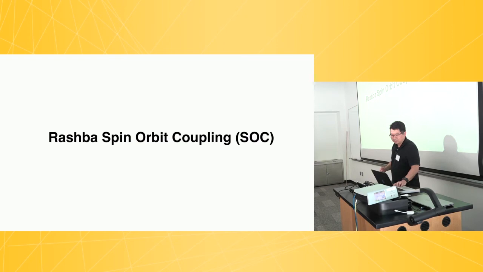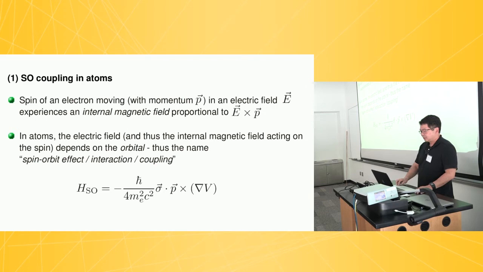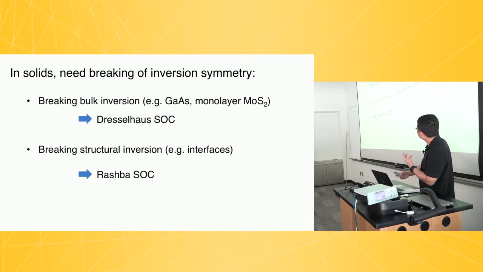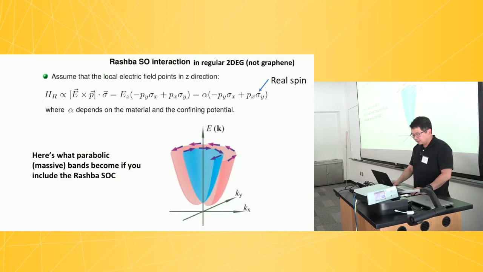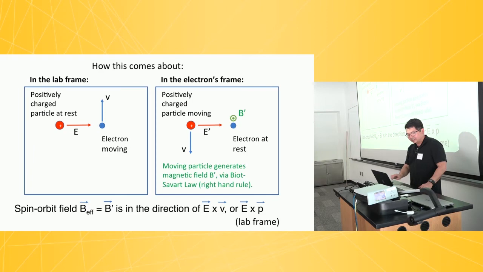And this comes from spin orbit coupling in atoms. There are different types. Some are called Dresselhaus, which are related to the bulk of the material, like you'll have in gallium arsenide. Then there are other ones that come from interfaces, which is called Rashba. So I'm just going to talk about the second one because it's a little easier to get to. Okay.